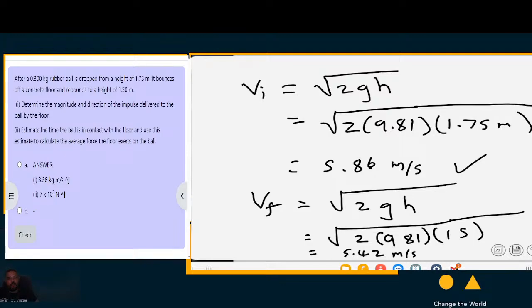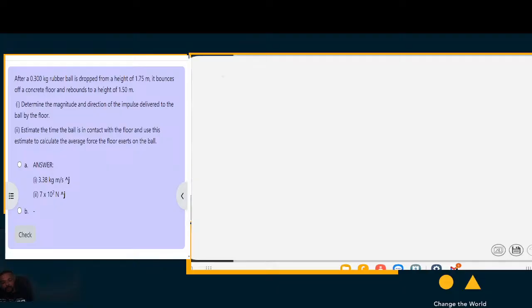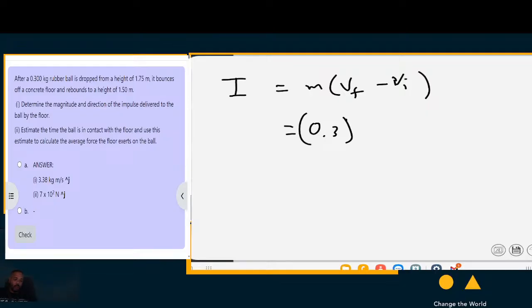So now we have the final velocity and we have the initial velocity. Impulse, as we stated before, is equal to the mass times the final velocity minus the initial velocity. Now we've already established that this velocity here will have a negative in front of it due to it being downwards, and we having chosen upwards as positive. So 0.3 kilograms. I'm not writing units in here, the reason being I'm going to run out of space.